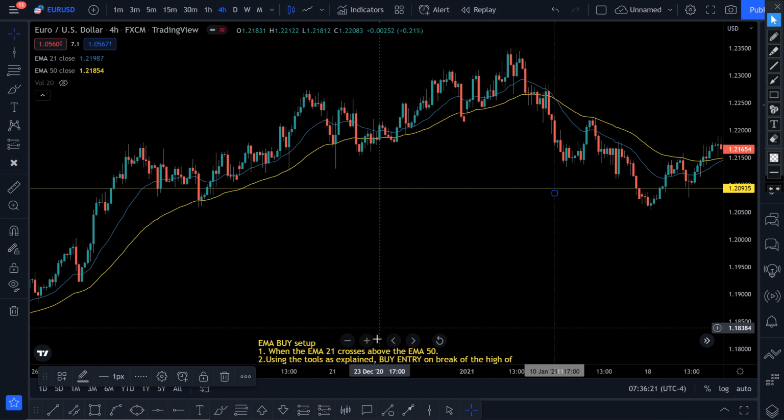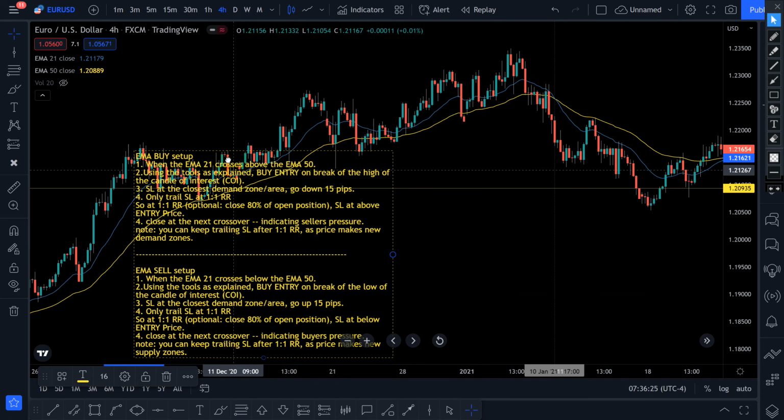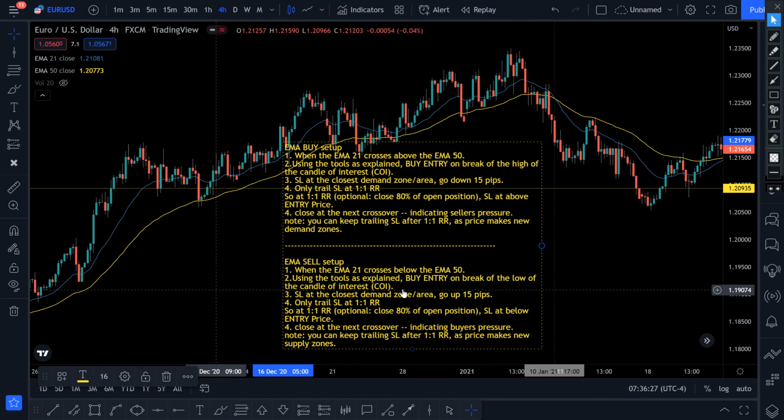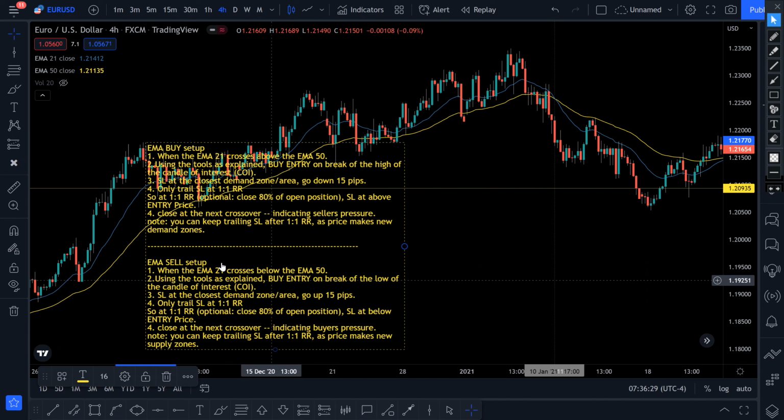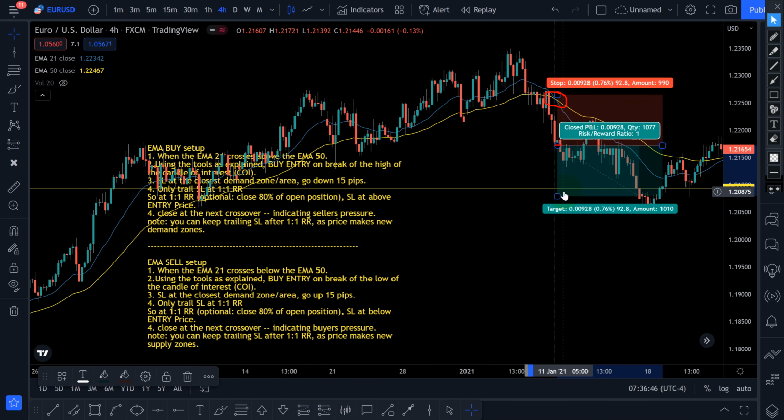Okay, now for the sells, let me keep this here. This is where you do again. It's the same process, but in reverse. For the sells now, your entry will be on the break of the low of this candle. Okay, you take your sell markup here.